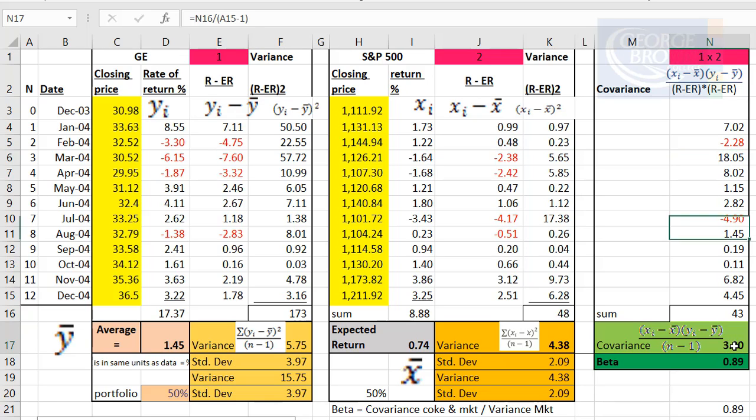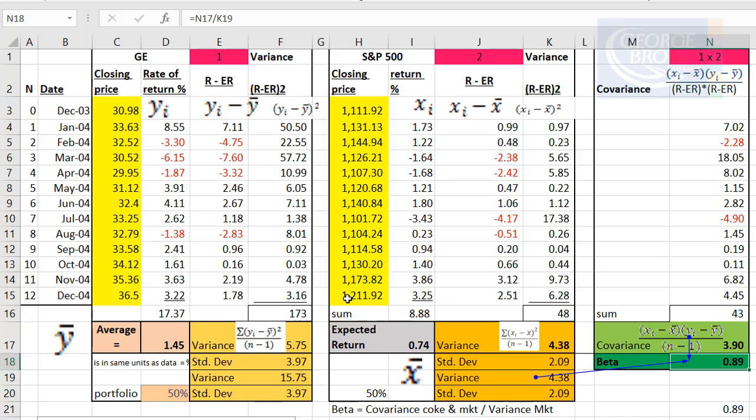We sum that up, and the covariance is the sum of y minus y bar times x minus x bar divided by n minus 1, because we're using, again, a sample, okay? So not too difficult. You can see for my y minus y bar squared, it's just E4 times E4, 7.11 times 7.11. The sum of y minus y bar squared divided by n minus 1 gives us our variance. The square root of the variance gives us our standard deviation, okay? So again, the beta of a portfolio is the covariance divided by the variance, okay?